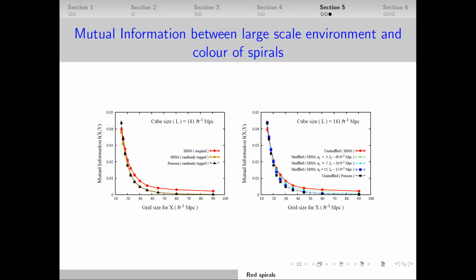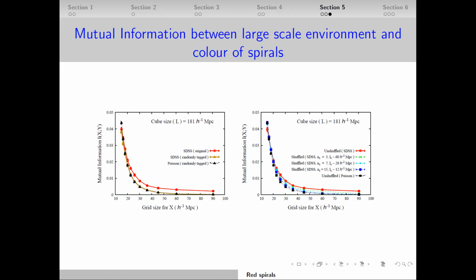Now, we calculate the mutual information between large-scale environment and color of spirals. The plots here show the mutual information as a function of length of the subcube. The red curve in the two plots shows the mutual information of the original spiral distribution in the cubic region. From this curve, we find that the mutual information decreases with increase of length scales and is non-zero even at the largest length scale, which implies that there exists a correlation between a large-scale environment and color of all the red and blue spirals considered in the cubic region.